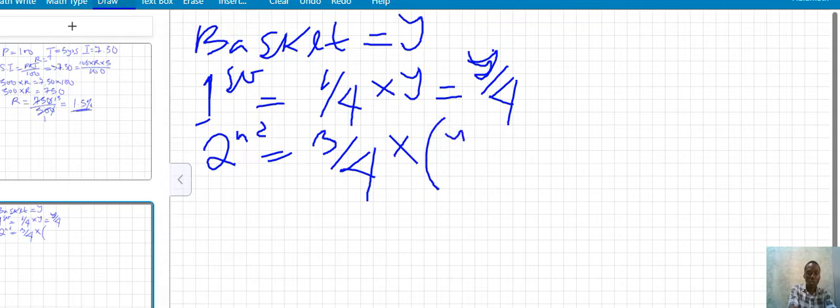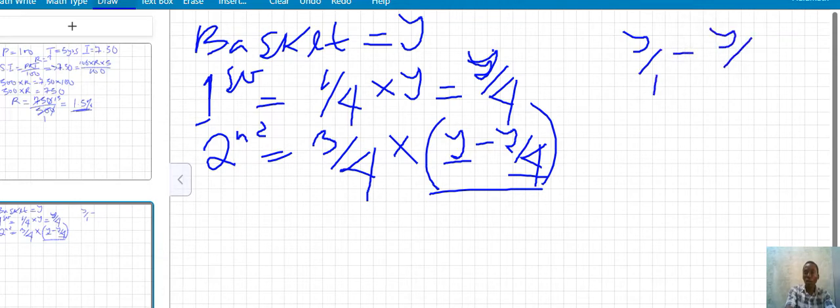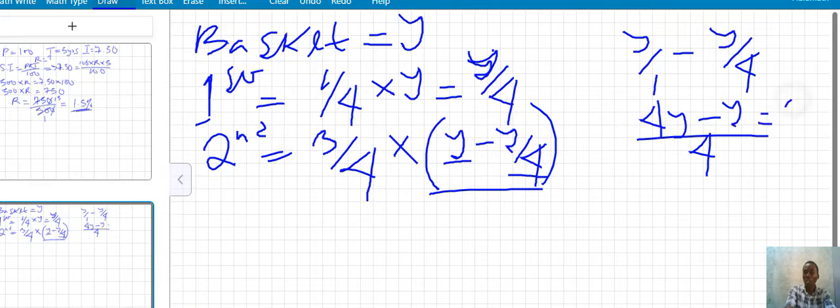So the first child took y over 4. This is the main mango, the basket of mango, and this is what the first child took. So if we simplify this now, we are going to have y over 1 minus y over 4. LCM will give us 4. 4 divided by 1 will give us 4. 4 times y will give us 4y minus this divided by this will give us 1 times this will give us y. So that will give us 3y over 4.